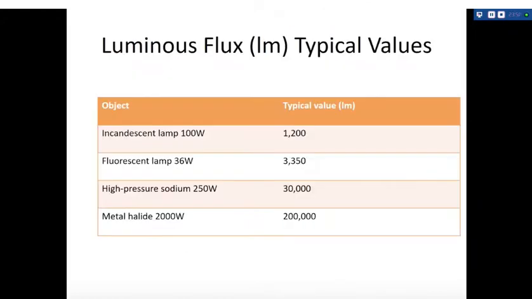And these are the sort of levels you get out of the old-fashioned 100-watt bulb. You get about 1,200 lumens of light coming out. A metal halide, the sort of thing they use in spotlights and in floodlights at sports stadia, you'll get maybe 200,000 lumens of light coming out.